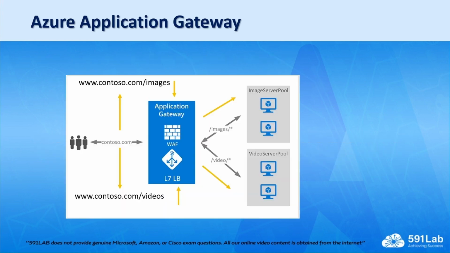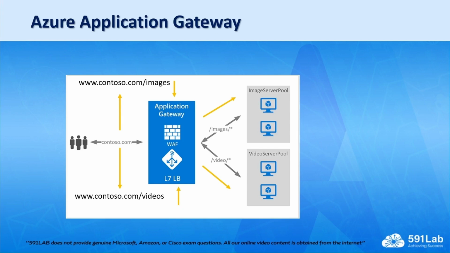Here is our diagram. In this example, traffic for contoso.com can be routed based on the incoming URL. So if /images is in the incoming URL, then you can route the traffic to a specific set of servers, known as a backend pool, configured for images. If /video is in the URL, then traffic is routed to another pool that is optimized for video.